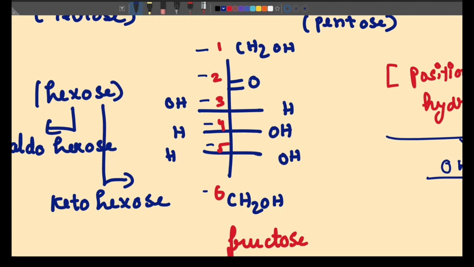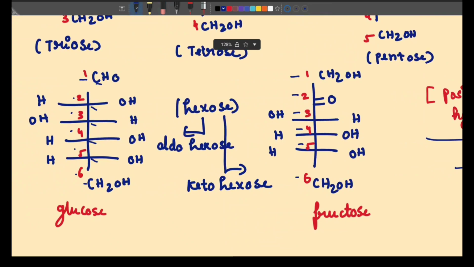See, as I told you, each and every bond is actually representing a C. So here also a C is present. So you need to understand that. This is C double bond O, the functional group here. As you can see, this has a functional group of CHO, which we call an aldehyde. So it is called an aldohexose. Here a ketone is present, so it is a ketohexose. Basically, hexose means 6 carbons. We already know that. By including the functional group, we say aldohexose and ketohexose.